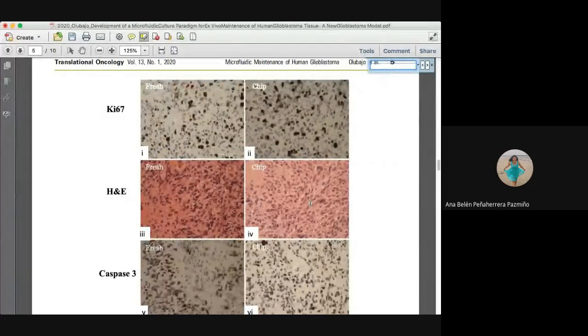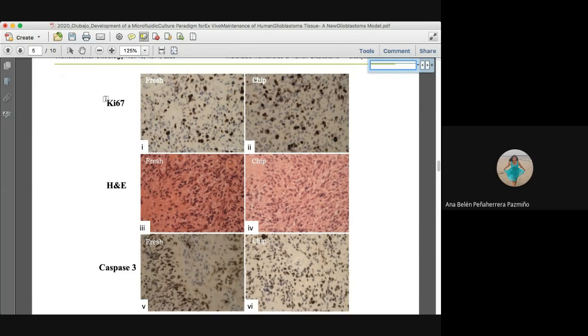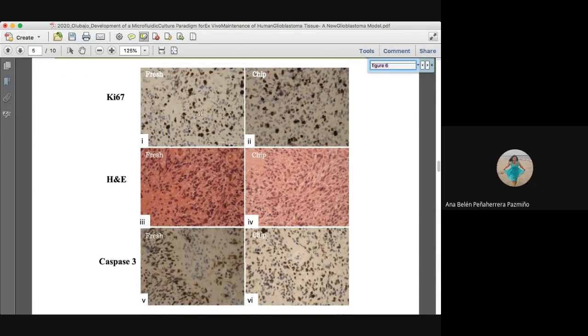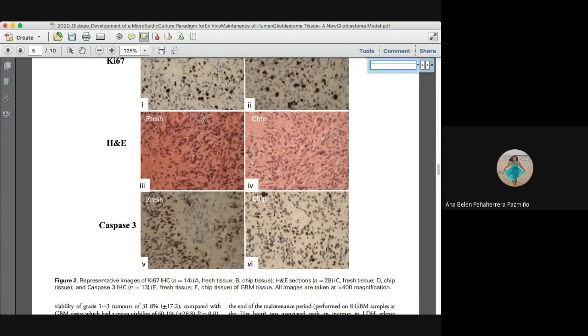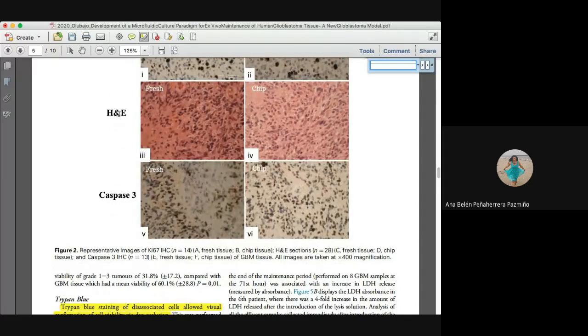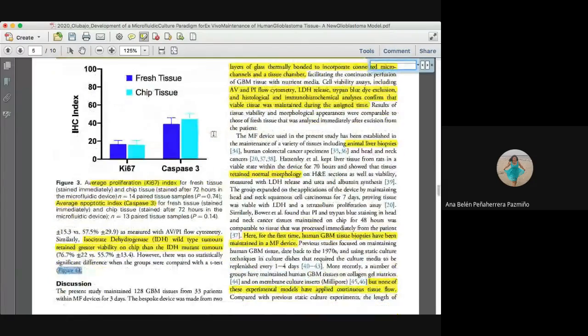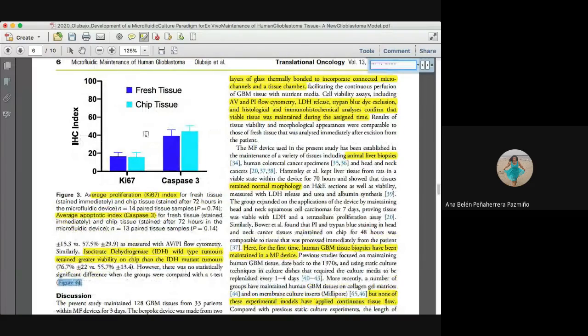Here you see the images where they compare. In the first column you see the fresh tissue, and in the second column the tissue that has been cultured inside the device. Here you see first the proliferation staining, and also in blue is the trypan blue, which labels the cells that are dead. And here you see the histochemical comparison, and the Caspase-3 that marks apoptosis. Here you see the index, comparing the fresh tissue with the chip tissue. The proliferation assay didn't show a statistical difference, and the Caspase-3 is statistically different.